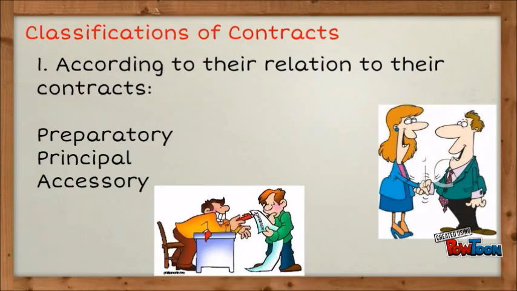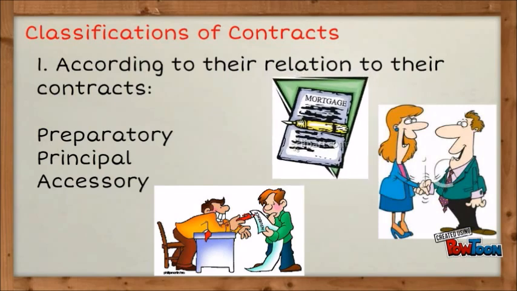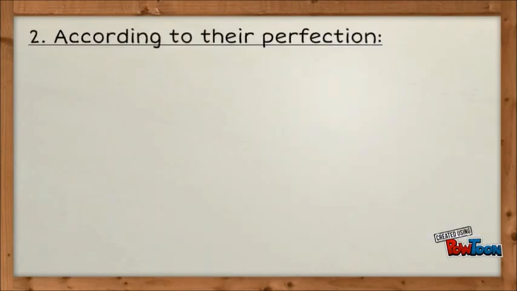Examples, partnership or agency. Principal, which can subsist independently from other contracts and whose purpose can be fulfilled by themselves. Examples, sale, lease. Accessory, or those which can exist only as a consequence of or in relation with another prior contract. Examples, pledge or mortgage.